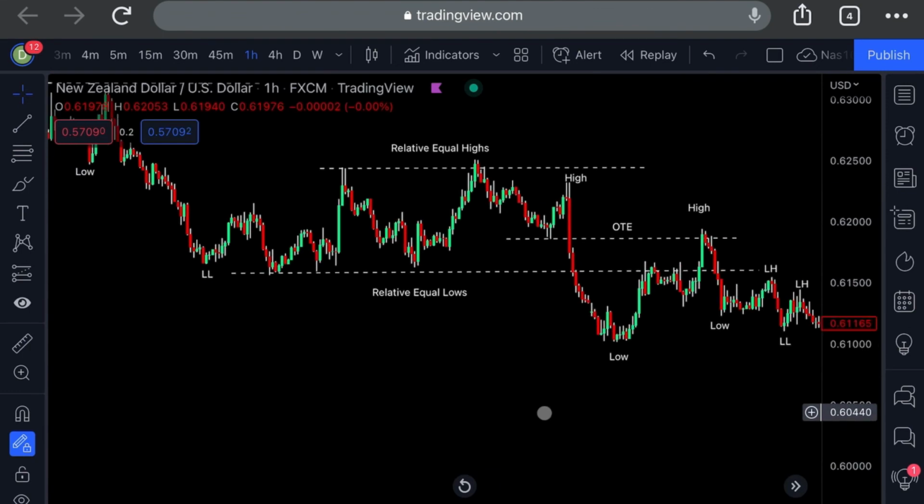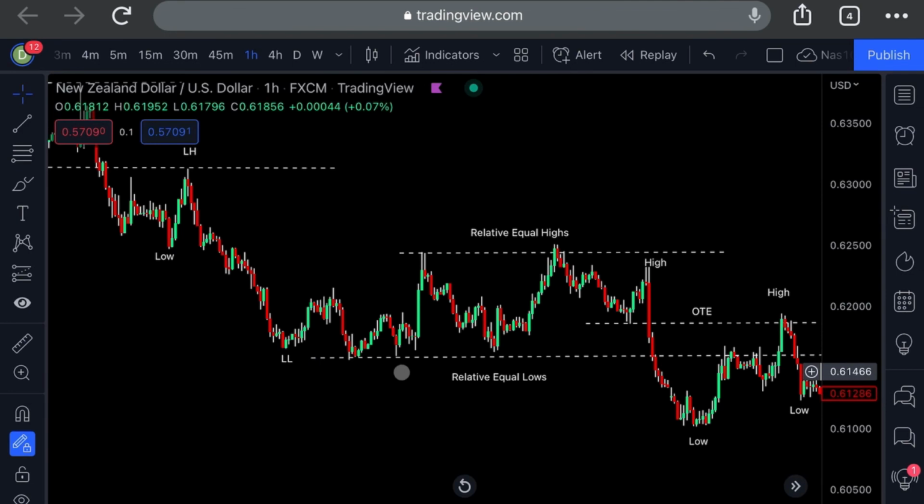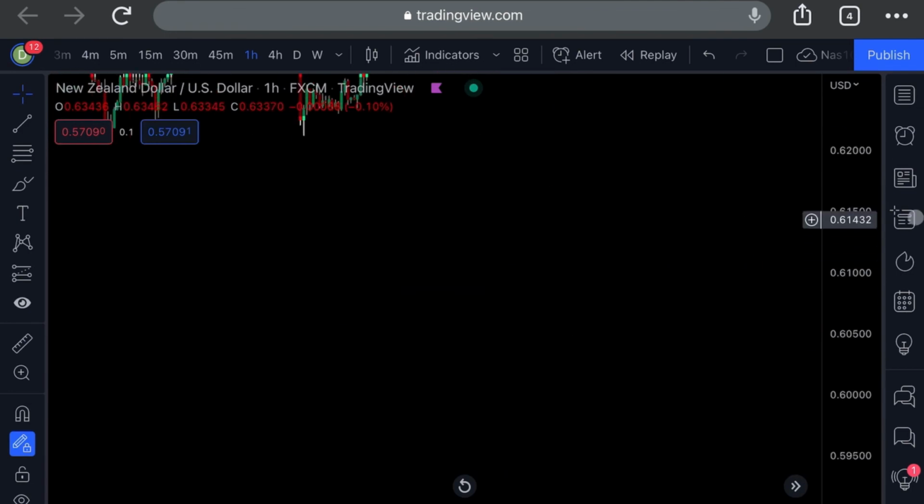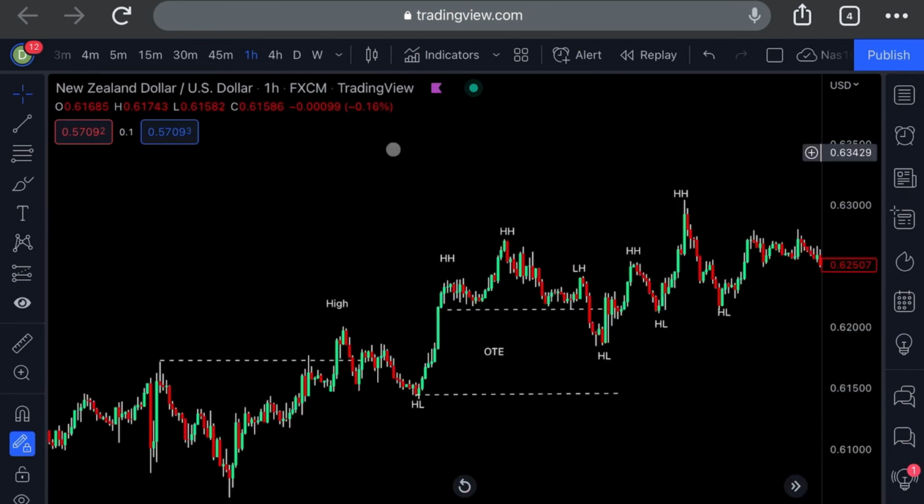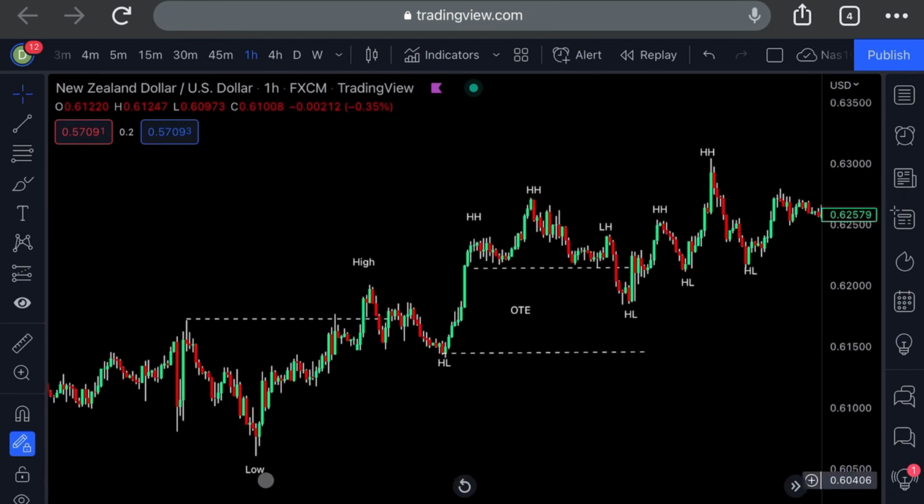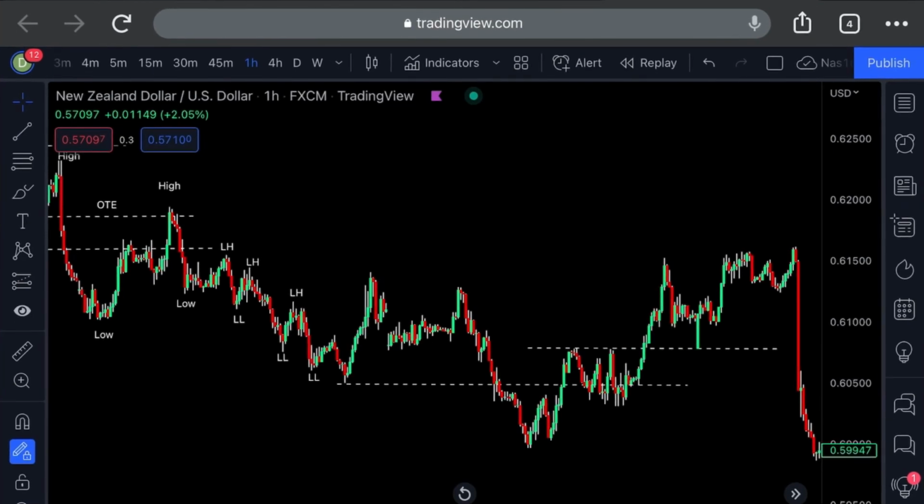We have price consolidating, creating relative equal lows as well as relative equal highs. And we also have price in the uptrend, creating higher lows as well as higher highs. I've actually never traded the New Zealand dollar versus the US dollar, but I just wanted to show you guys that market structure and price is universal on all markets.